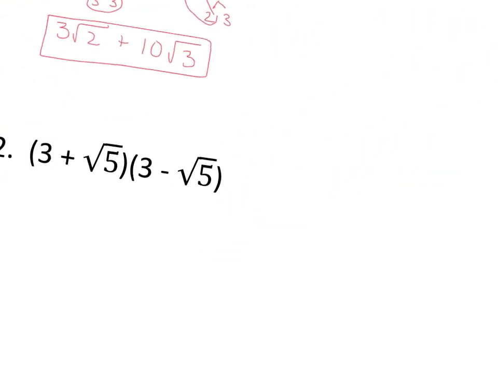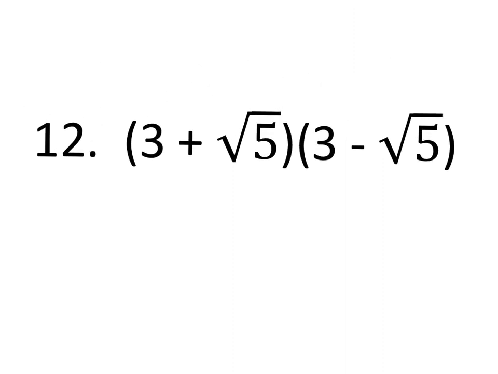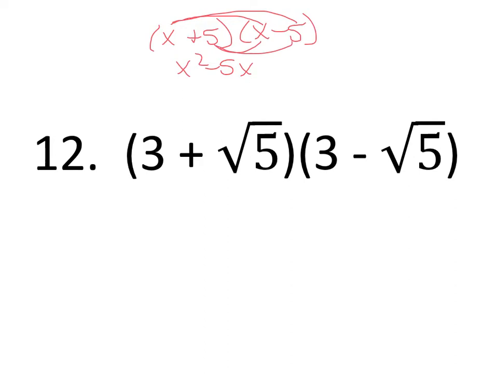All right, so now we're going to go to number 12. Number 12 is going to be very similar to earlier in chapter 8. It's been a little bit. When we had something like x plus 5 times x minus 5, where we're going to distribute. And we're going to take that x to both parts. So you'll get something like x squared minus 5x. And then you're going to take the 5 to both parts, so plus 5x minus 25.